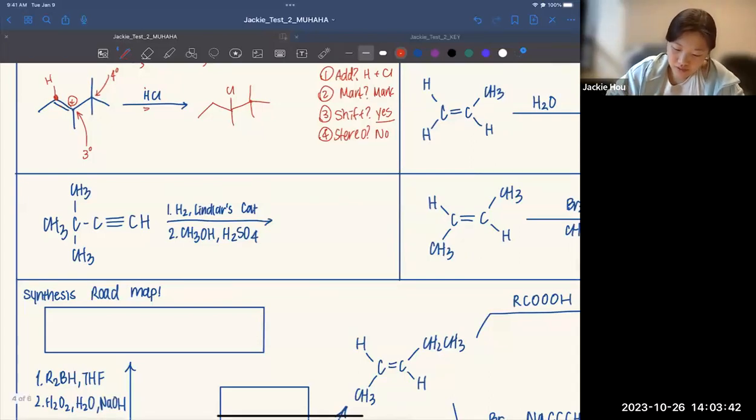Just to demonstrate, for the first one, H2 with a Lindlar catalyst, we know that that is going to add two hydrogens, and they're going to add cis to each other. So I'm going to end up having something like this.